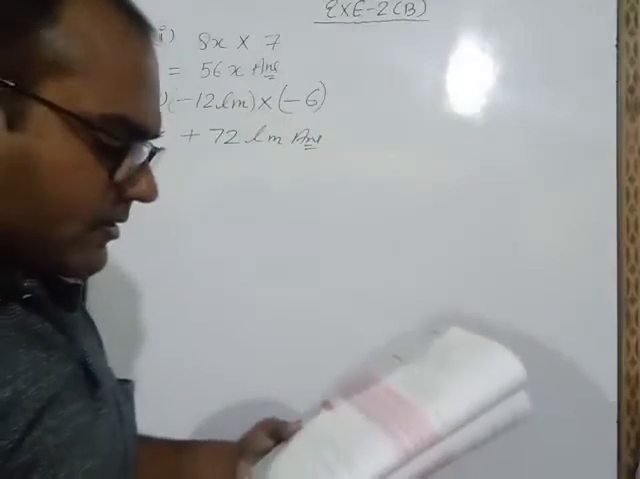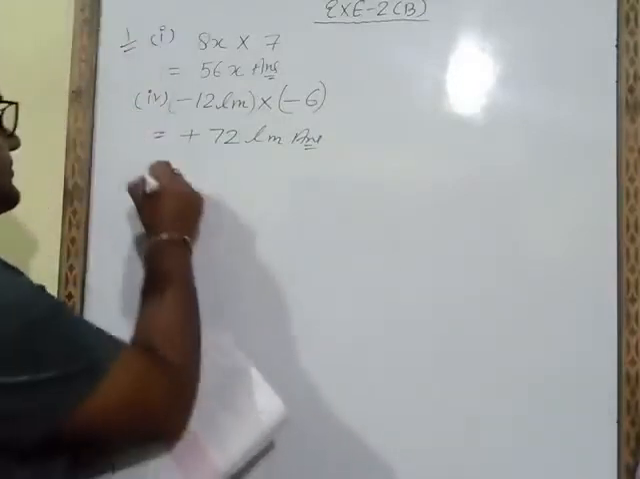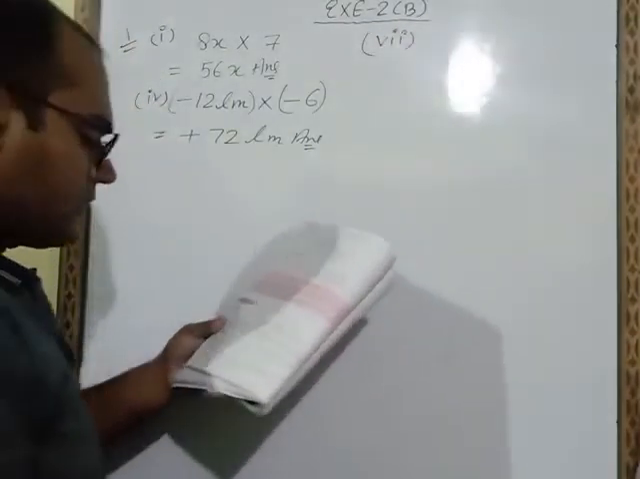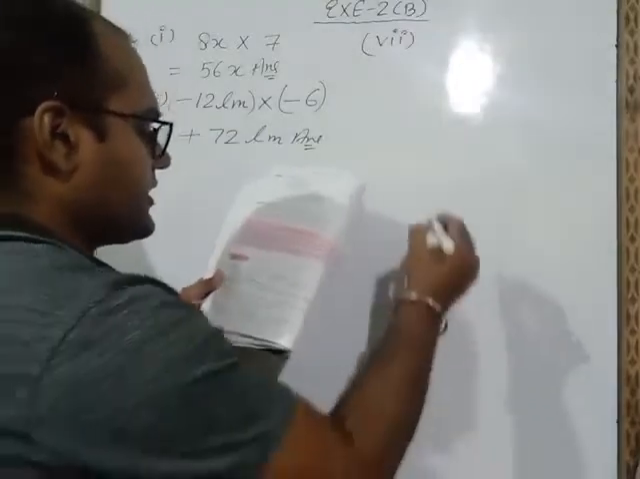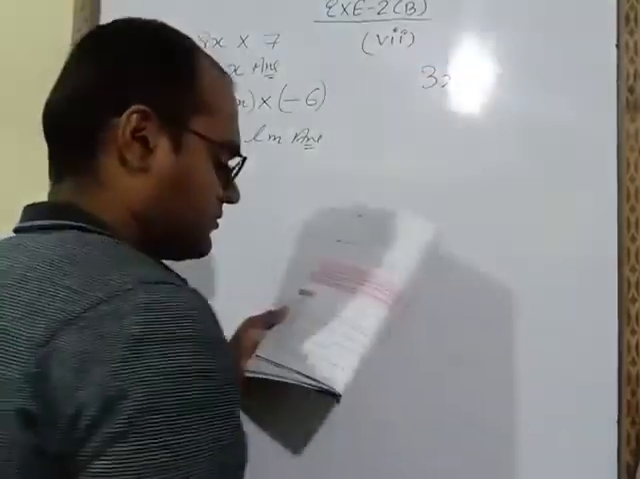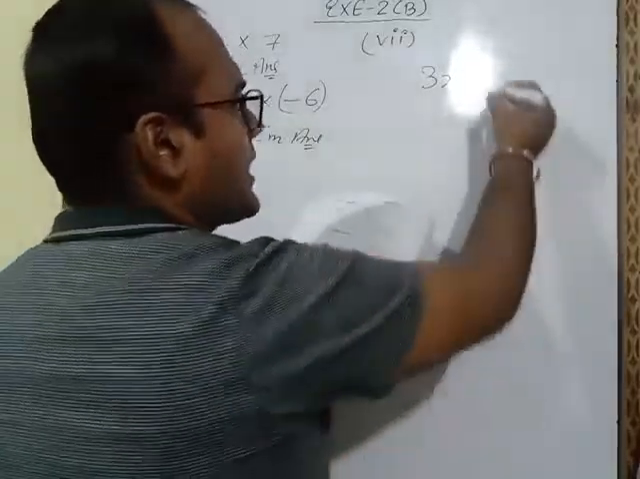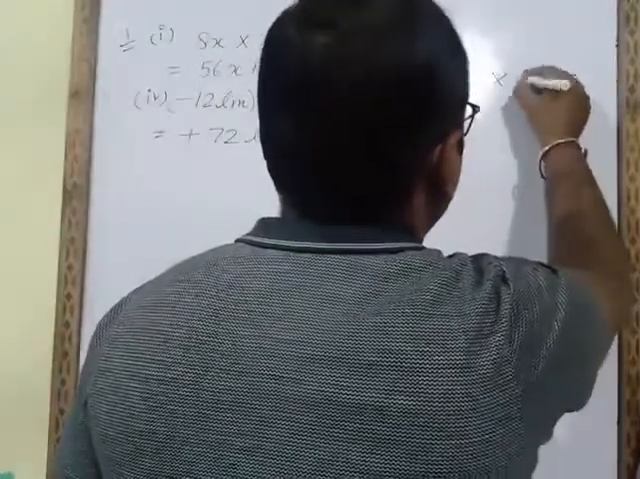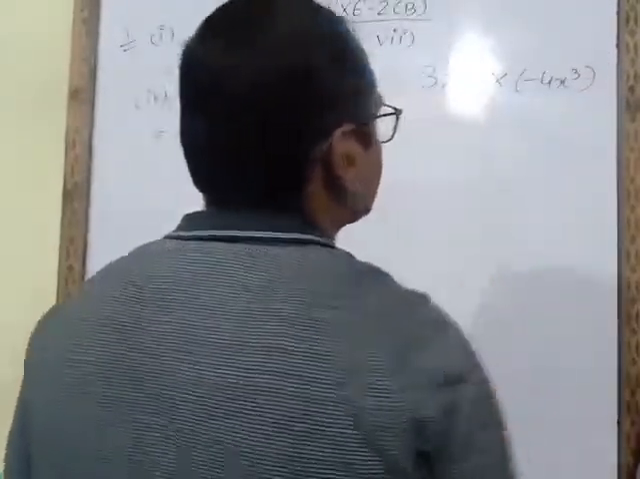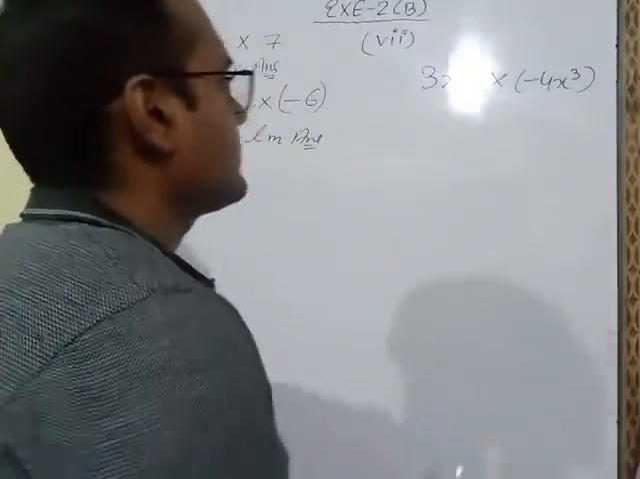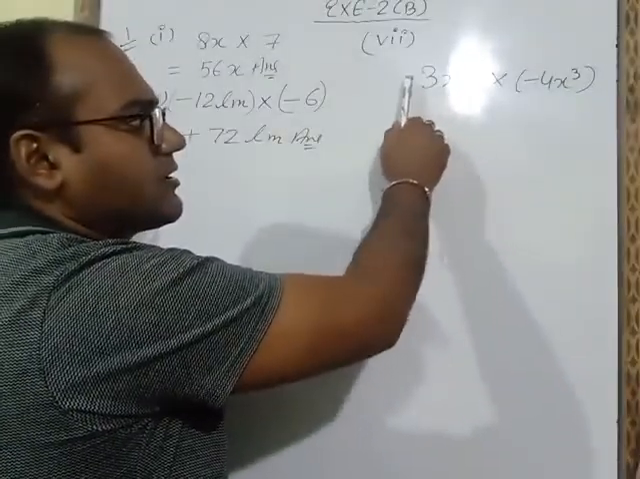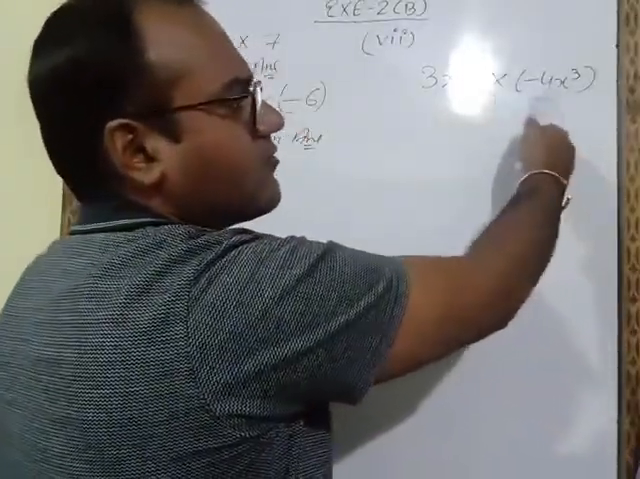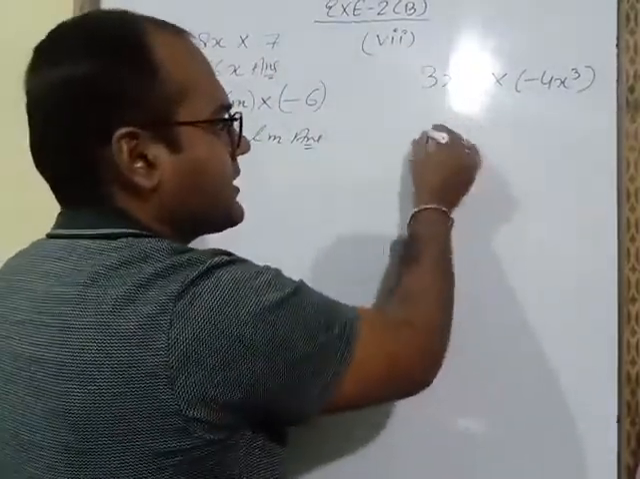Now part number 7. 3x square by, in place of "by" you have to take multiply, minus 4x cube. So first of all we will multiply the signs. 3x square, no sign is given on the left hand side, that means plus. Multiply, on the left hand side of 4x it is a minus sign. Plus multiply minus will be minus.